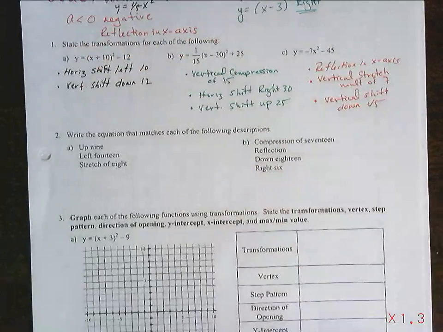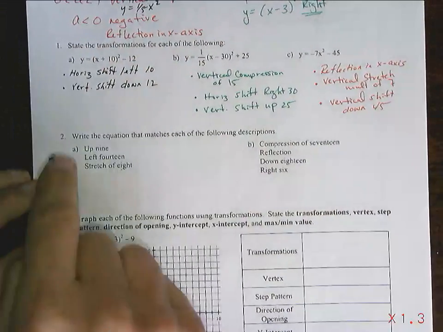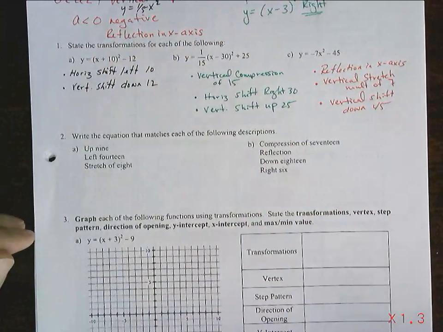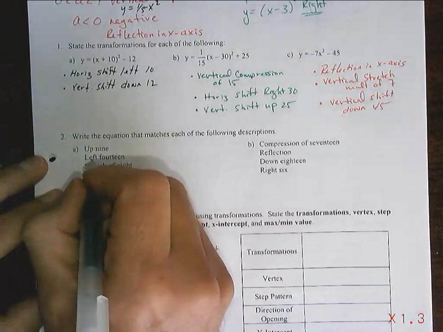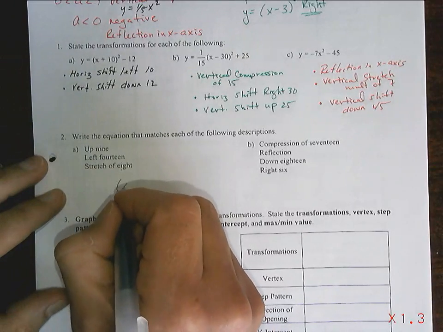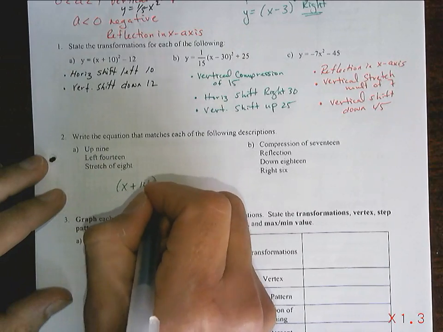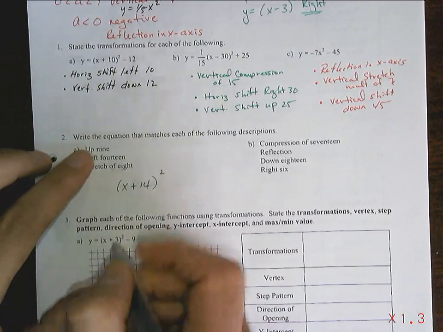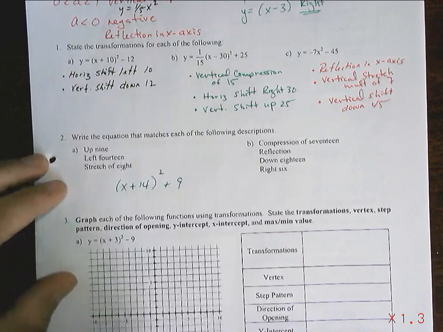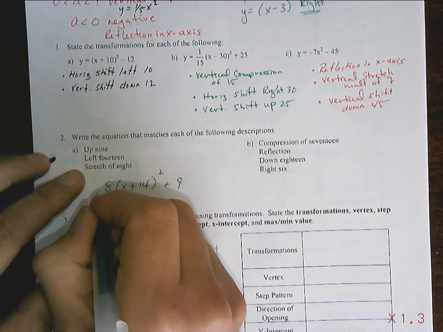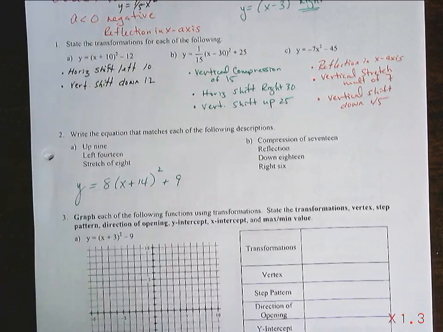Okay, write the equation that matches each of the following descriptions. Up 9, left 14, stretch of 8. Well, the left 14 is where I'm going to start. So x plus 14 squared is left 14. Up 9, and I'm going to do left. And the stretch of 8, I'm going to do last.